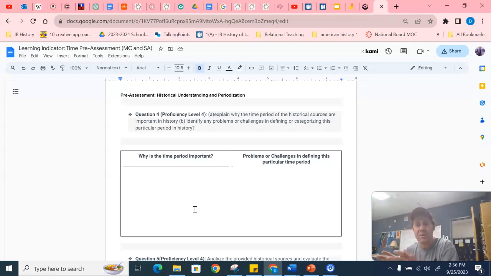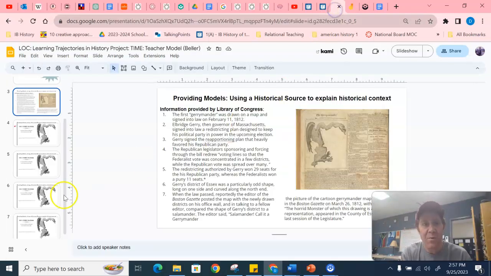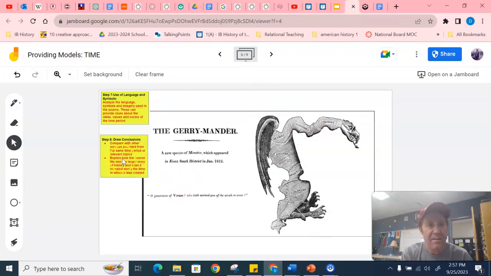So I wanted to take a moment just to show you how these steps lined up to the pre-assessment questions that we were looking at the other day. Going through this, looking at step number 8, drawing conclusions. You want to compare with other sources provided from the same time period or relevant topics. And so today with this modeling, we only have one source, so I wanted to compare it to relevant topics. And then we want to explain how the source fits into the larger story of history and what it revealed about the time in which it was created.